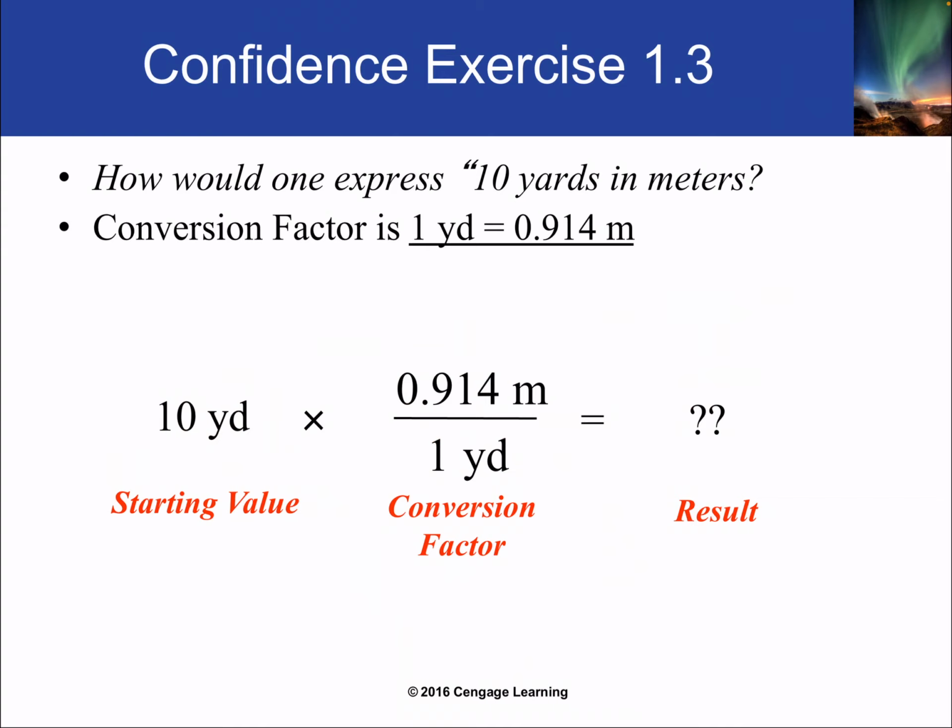What about this one? 10 yards in how many meters? So look up our conversion factor, and we see 1 yard equals 0.914 meters. So we write down what we want to convert, our starting value, which is 10 yards. We orient our conversion factor properly, so our yards will cancel.